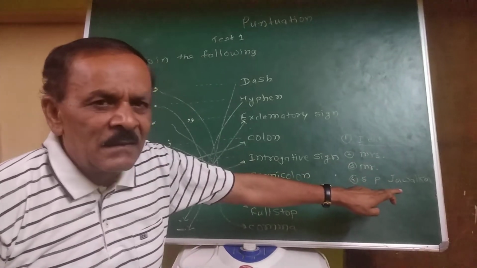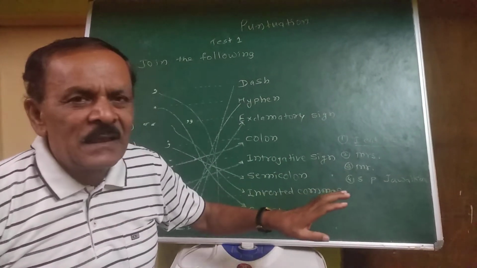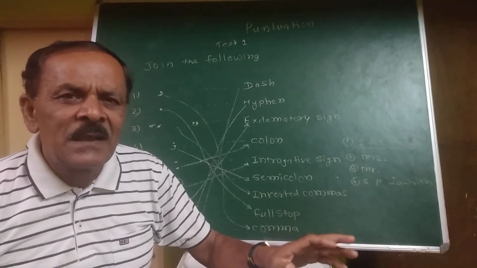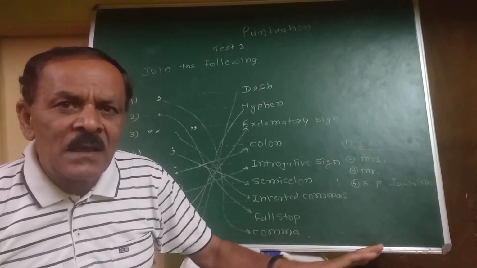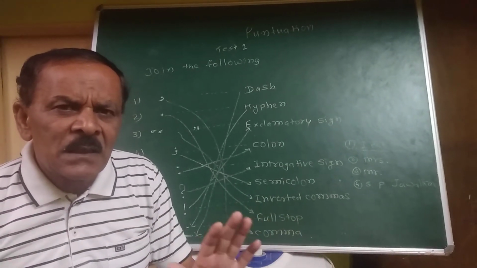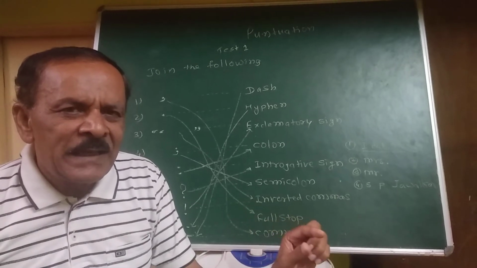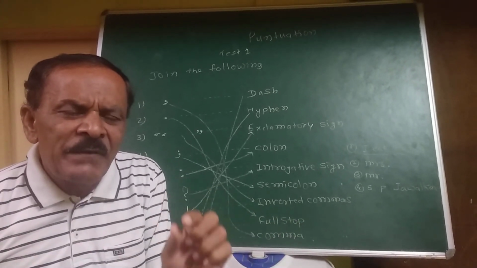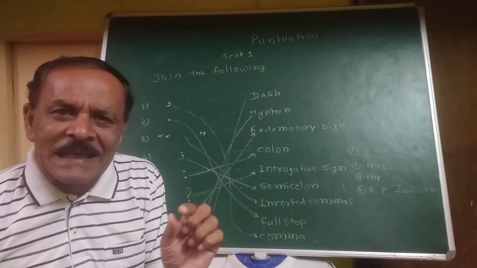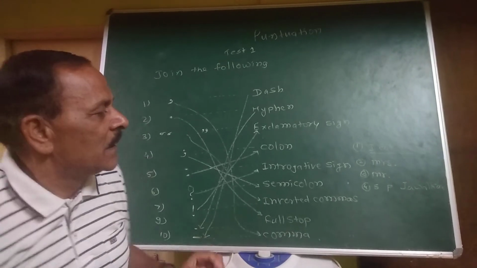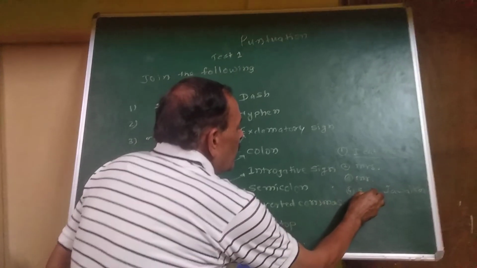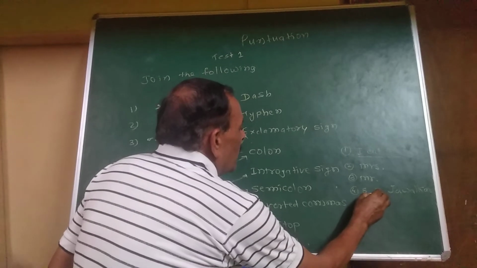SP Zavalkar. This is initial. S for Sampat. P for Parazine. I have not written SAMPAT. I have written abbreviated form of Sampat, that is S, my initial. So here full stop, full stop.